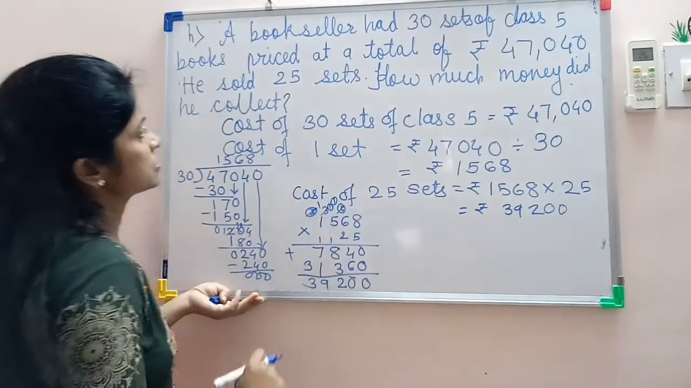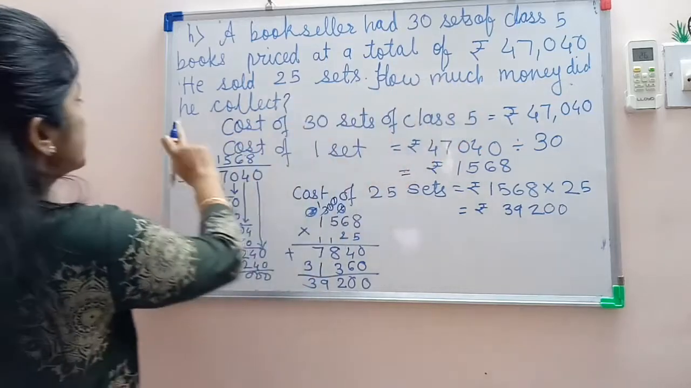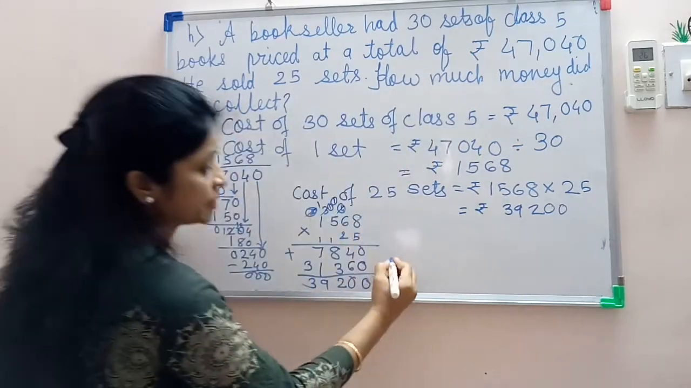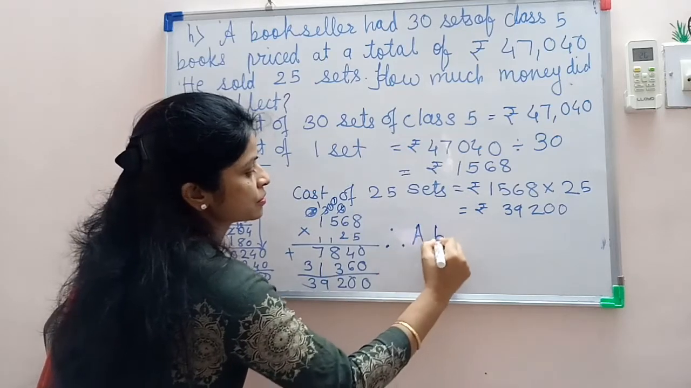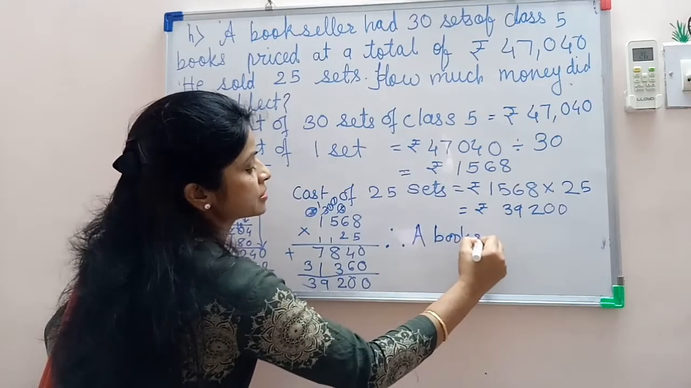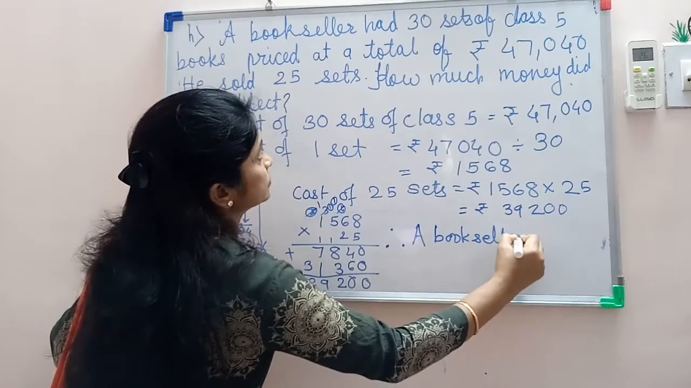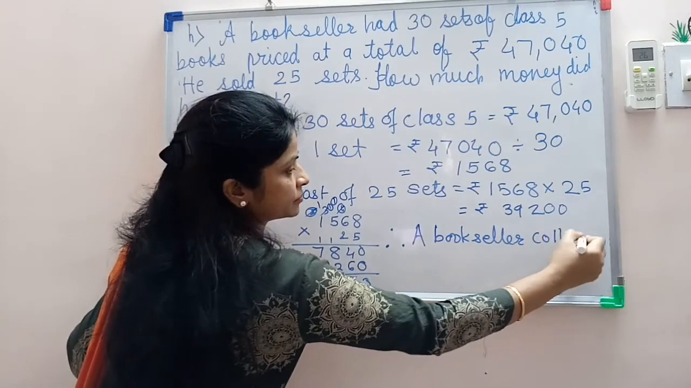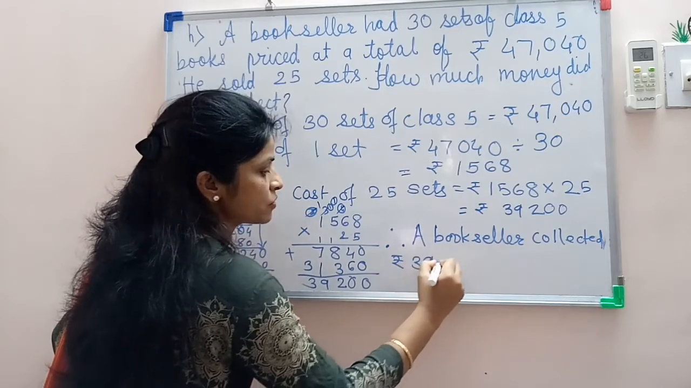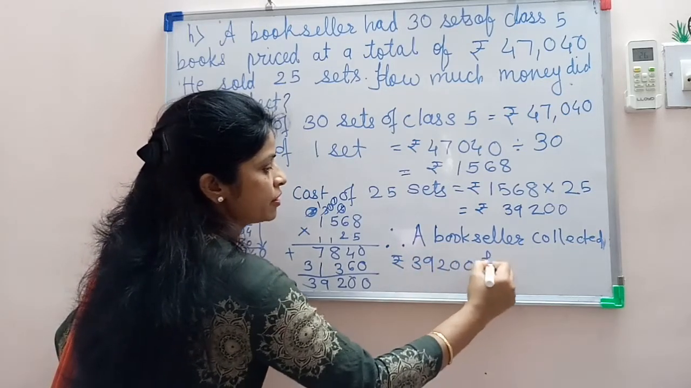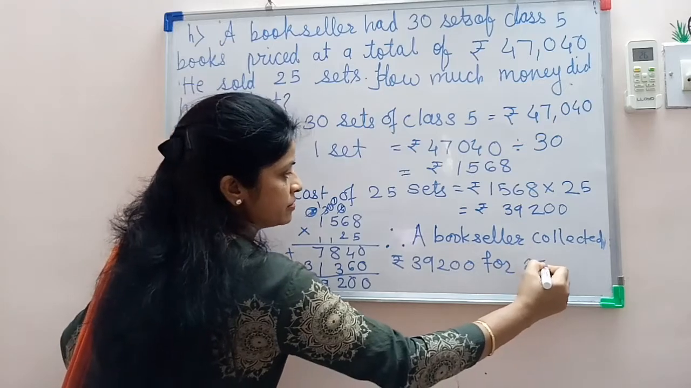Now we have to see how much money did he collect. Therefore, a bookseller collected rupees 39,200 for 25 sets.